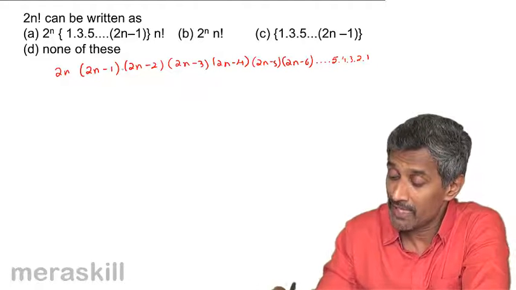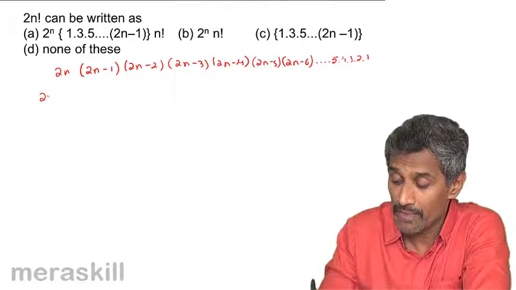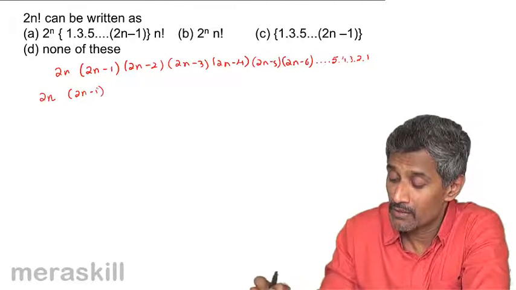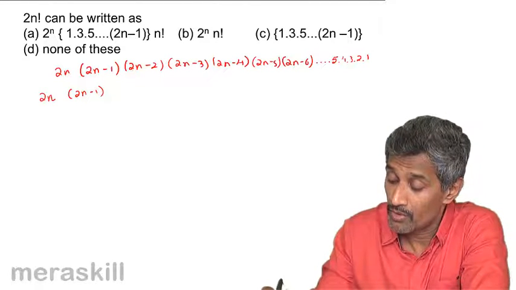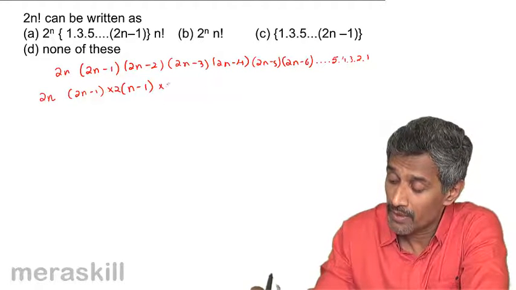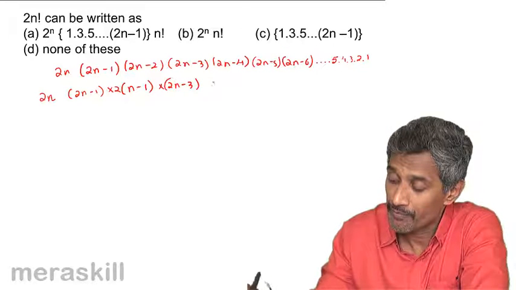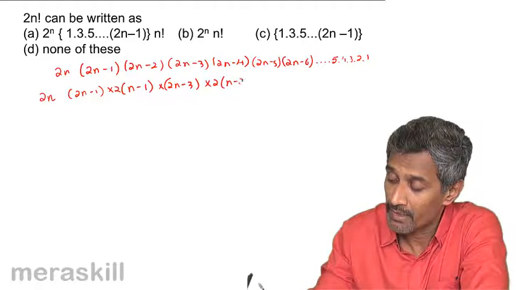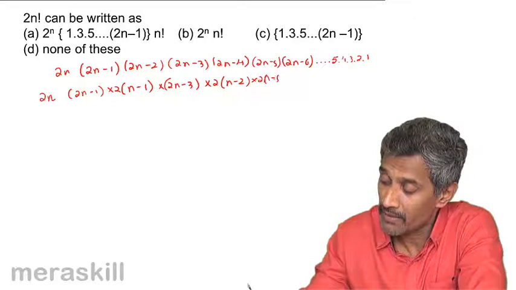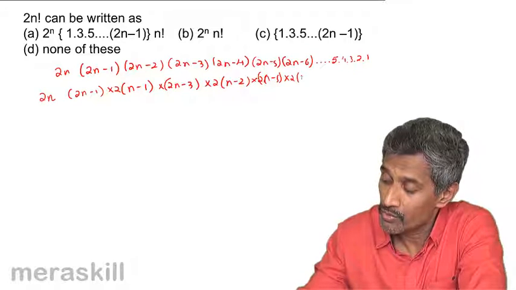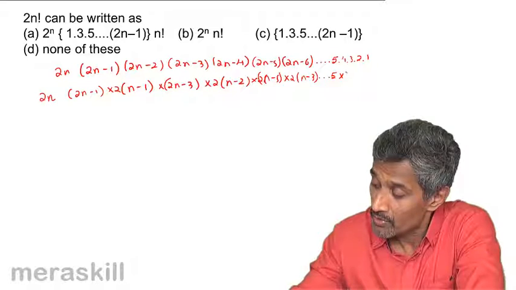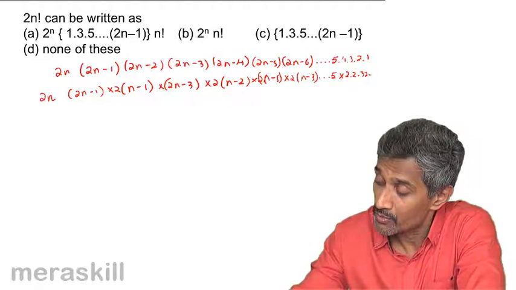Now in this, collect all the odd ones. This will be the same as 2n into 2n minus 1 into 2 into n minus 1 into 2n minus 3 into 2 into n minus 2 into 2n minus 5 into 2 into n minus 3, and so on, down to 5 into 2, 3, 2, and so on.